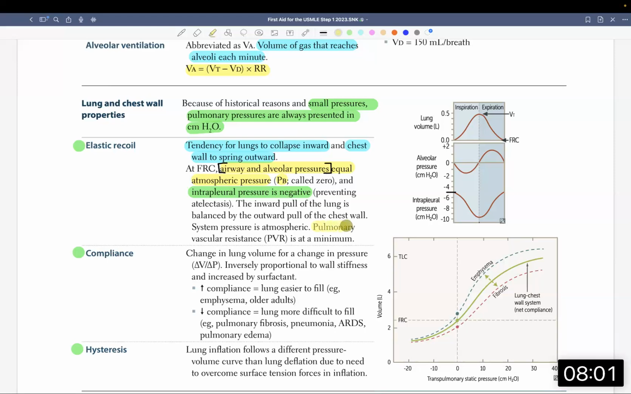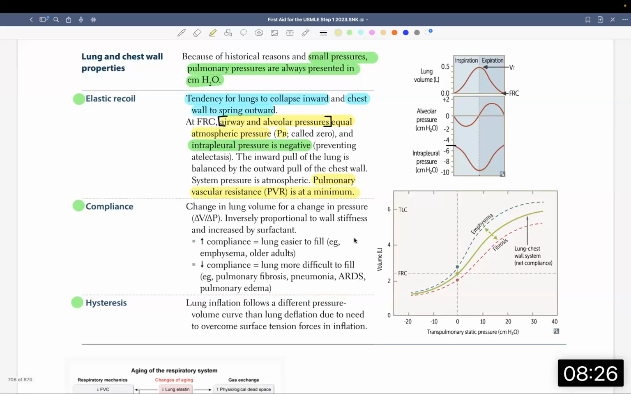Pulmonary vascular resistance is at a minimum. Okay. At the FRC, they're talking about. At functional residual capacity, the pressure in the pulmonary vessels is at a minimum. Okay, that's fair, but I don't understand the system pressure. System pressure is atmospheric. Not sure about that.